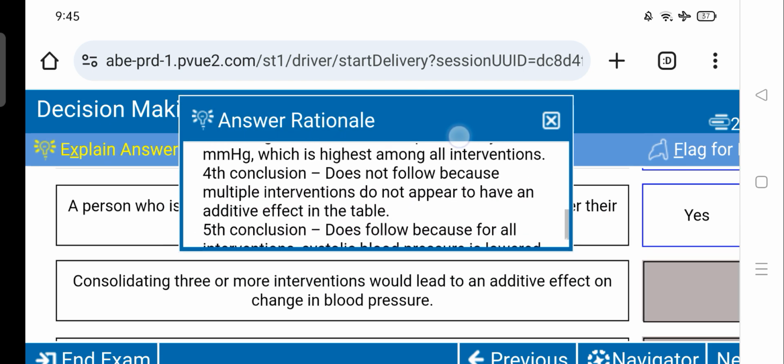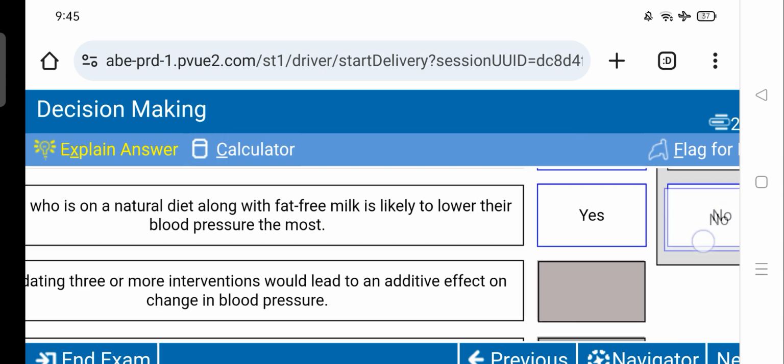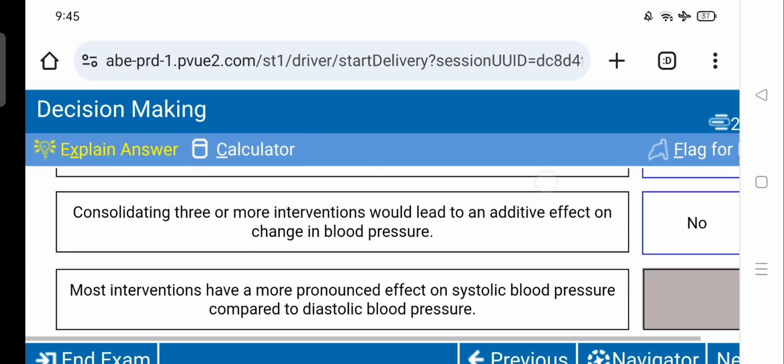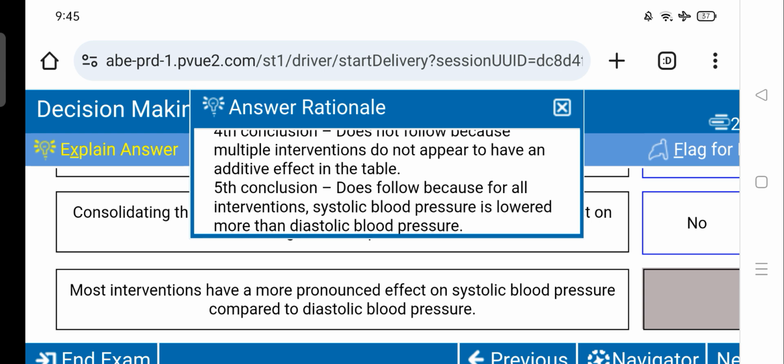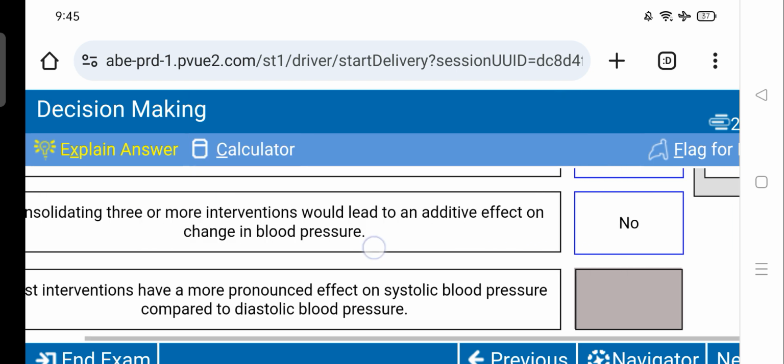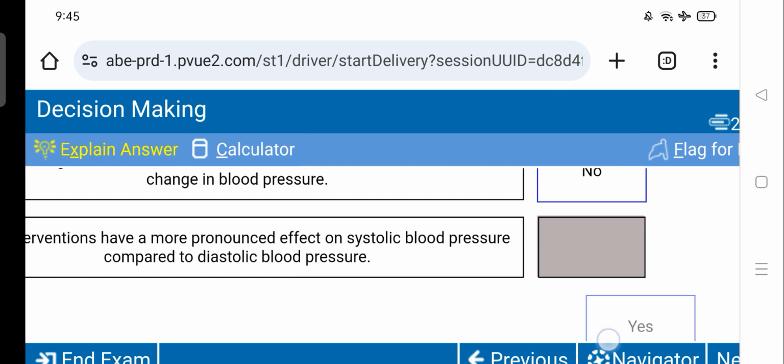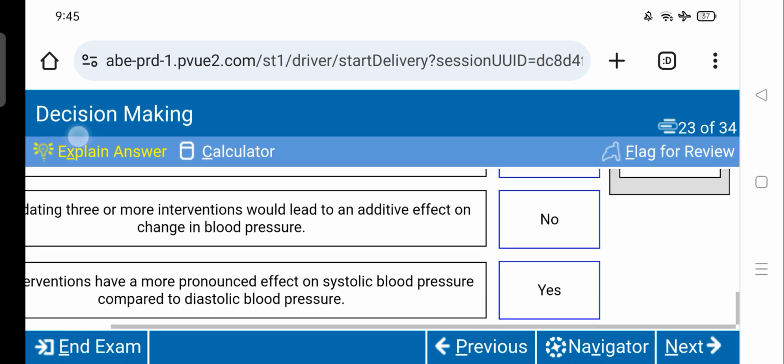Fourth conclusion, it does not follow because multiple interventions do not appear to have an additive effect in the table. So we will drag a no and drop it here. Fifth conclusion does follow because for all interventions, systolic blood pressure is lowered more than diastolic blood pressure. So it's a yes, so we will drag a yes and drop it here in front of this conclusion.